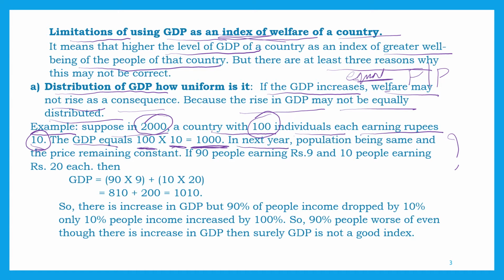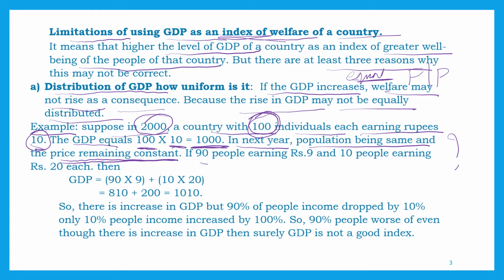In the next year, the population being the same, that means we are keeping 100 only, and we make an assumption that prices remain constant. Because when you calculate GDP in real terms and in nominal terms, if nominal GDP is more than real GDP without producing more goods and services, then the GDP has increased because of an increase in price. So because of that reason, we need to make the assumption that prices remain constant.